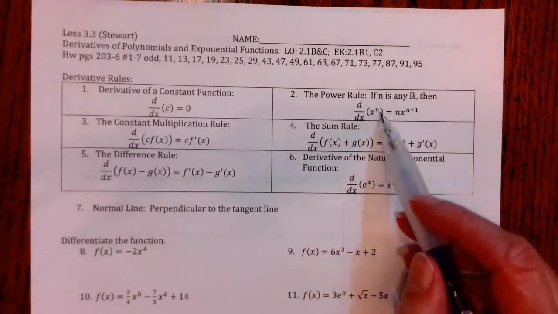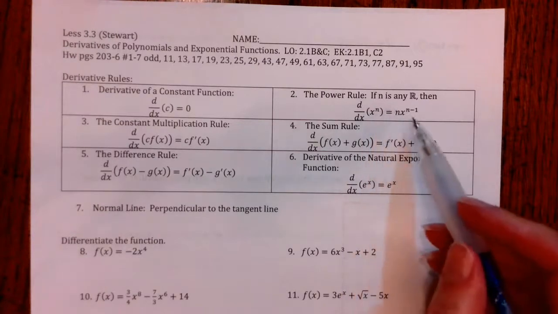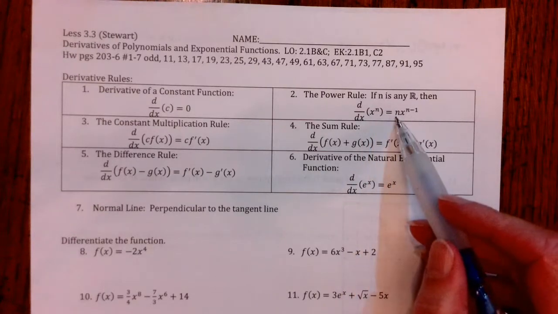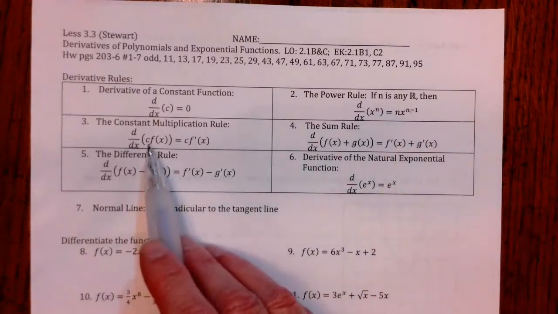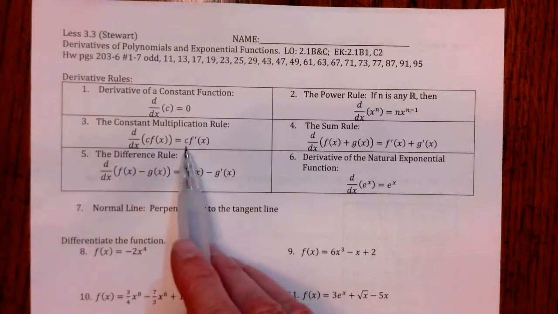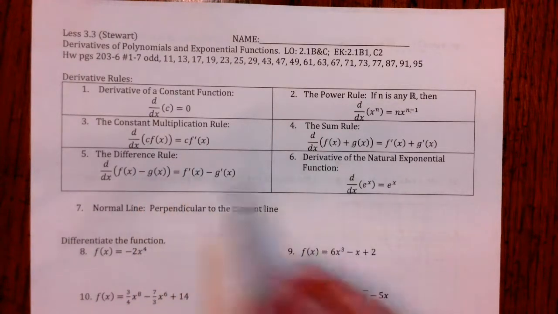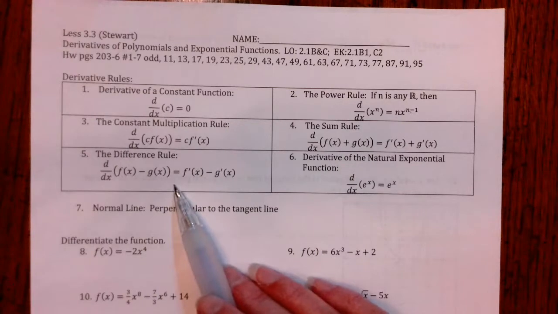If you have x to a power, then we're going to apply what's called the power rule. Power comes in front, and then drop the power by 1 for the x. Constant multiple rule says if you have a constant in front, it gets carried along with the derivative. Sum rule, difference rule, same as with limits, you can do them individually.